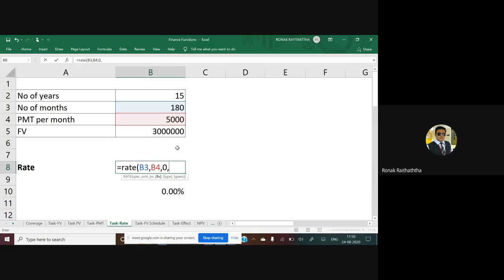Then FV, you have the details. I need to put a minus so that we will be able to get the answer in positive. So I'm selecting 30 lakhs with a minus before that, comma. Then the type of investment: whether this person is going to make the investment at the beginning or at the end. If no information is given to you, assume that it is at the end. So putting 0. 0 is for end, 1 is for beginning, comma.